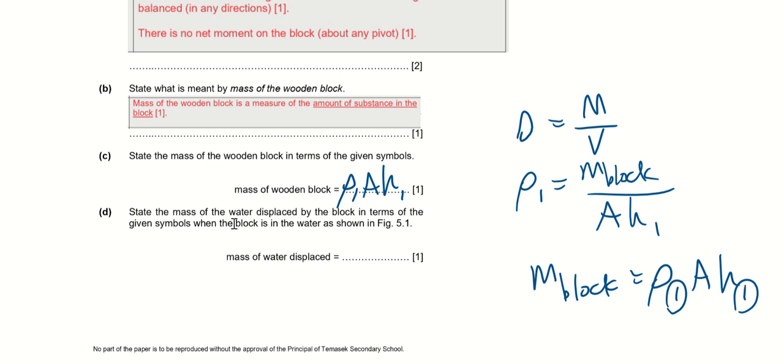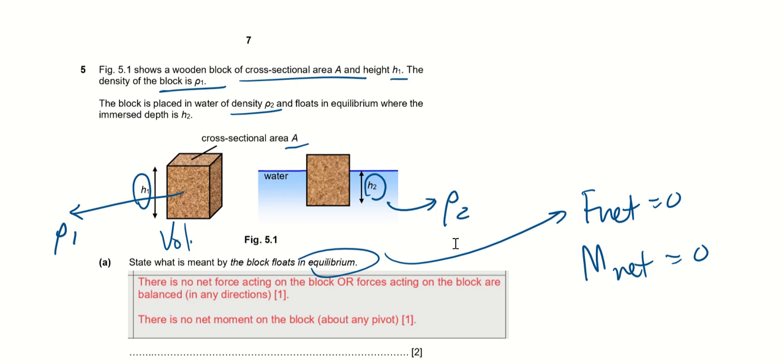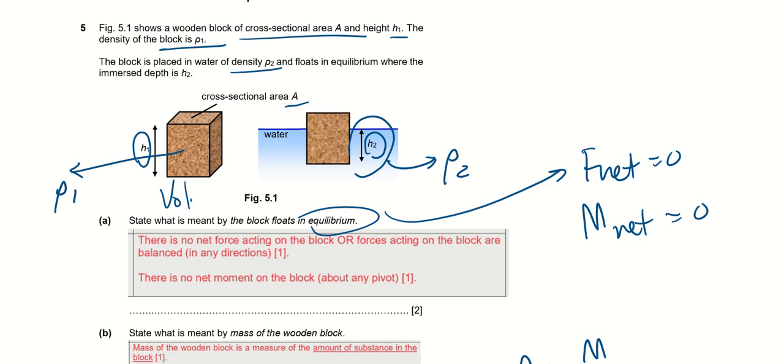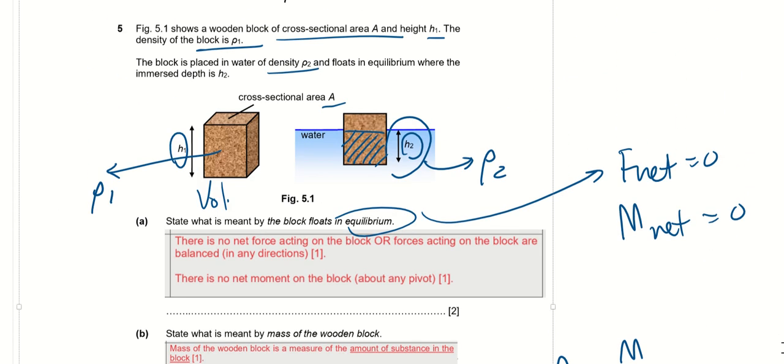Next, state the mass of the water displaced by the block in terms of the given symbols when the block is in the water as shown. So if we look at the water, the amount of water displaced is H2. Okay, it's H2. So this part is actually displaced by the block. Okay, so the volume will then be, this is a cross-sectional area A, right? So the volume will then be area multiplied by H2.